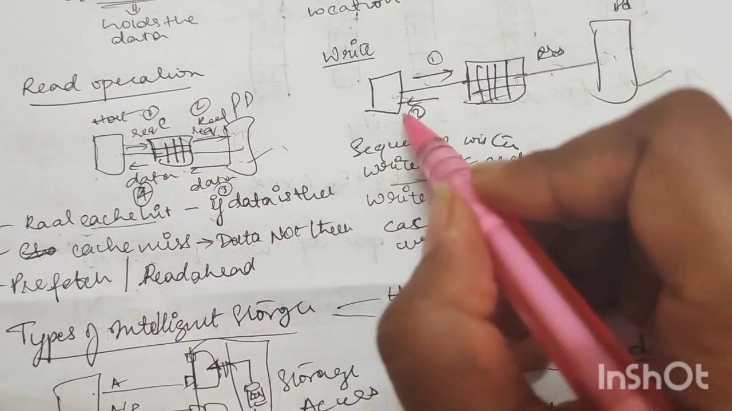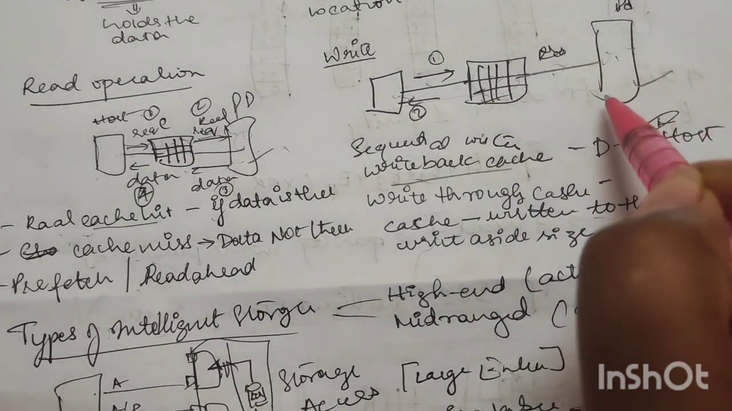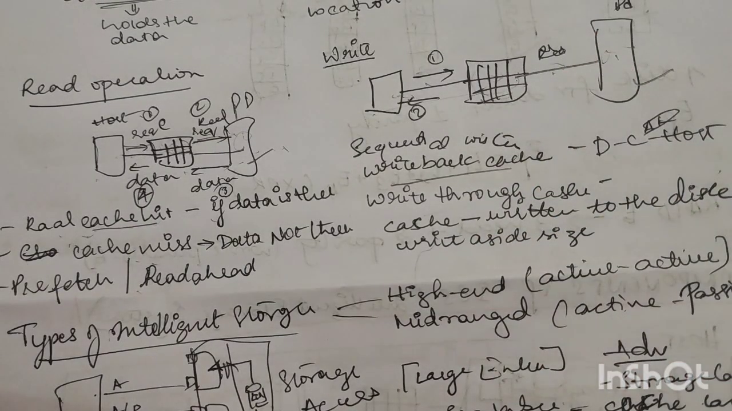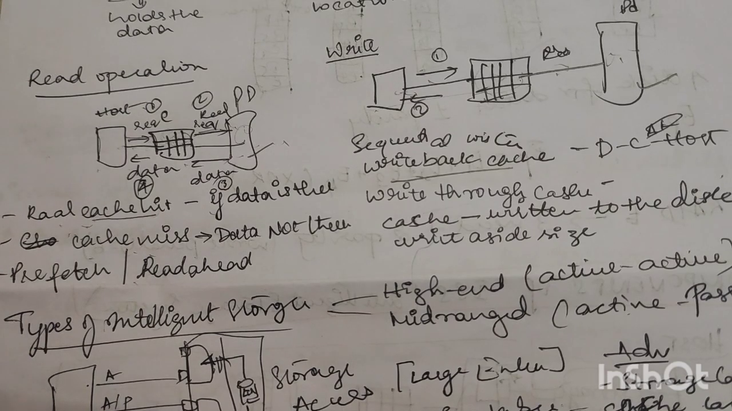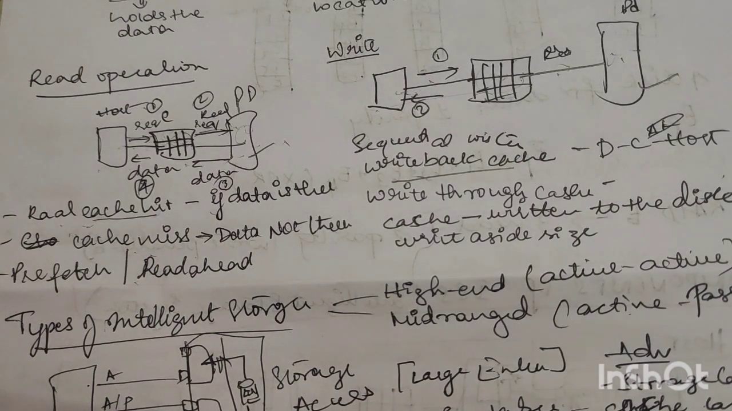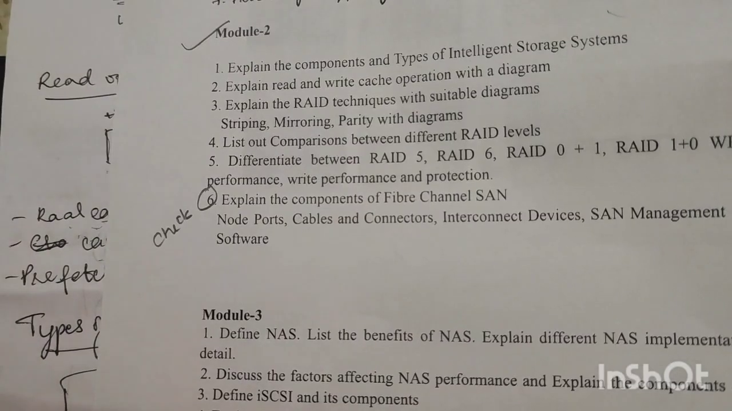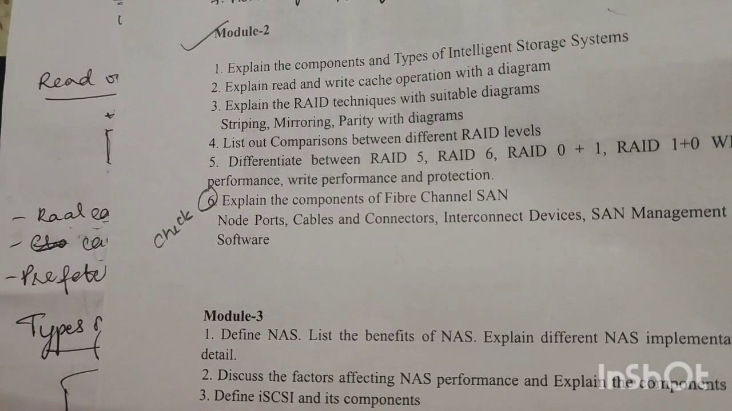In write through cache, it'll send it through your cache and then immediately write it off into your disk, and then you're making sure that the data has arrived, okay, and then you get your acknowledgement also almost immediately. Then you have RAID techniques with suitable diagrams.